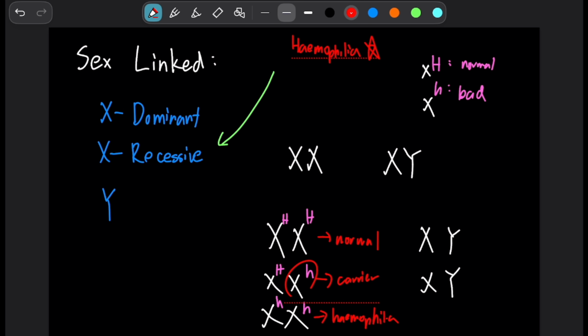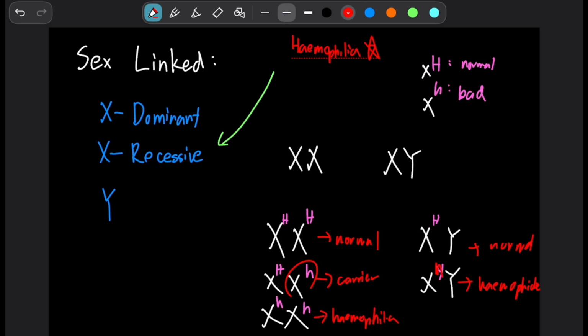If they only have one X and it has a problem, there's no dominant X to cover it, so they will have hemophilia. So males cannot be carriers. Write it right, this is a small h. So hemophilia, and normal.